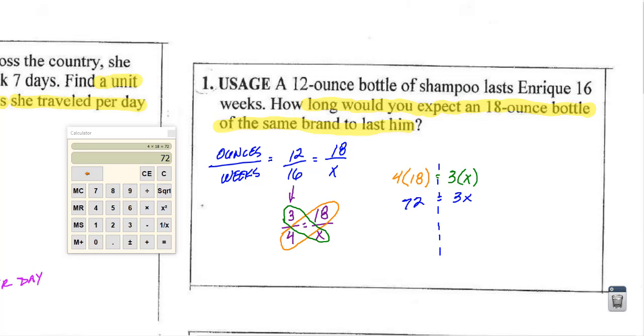I don't want to know what 3x is. I want to know what x is. So since I'm trying to find x, I know that I need to divide this 3x by that coefficient. I need to divide by the coefficient, so I get a 1 right there. 1 times x is x. I need to divide the 72 by the 3 also. Whatever I do on one side, I have to do on the other. And I get 24. How long would you expect it to last? You would expect it to last 24 weeks.